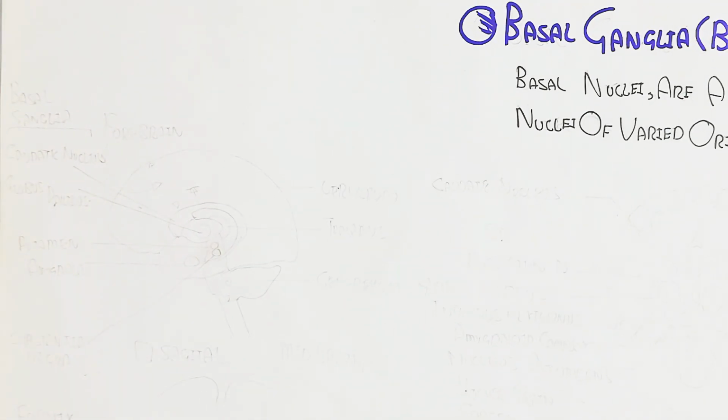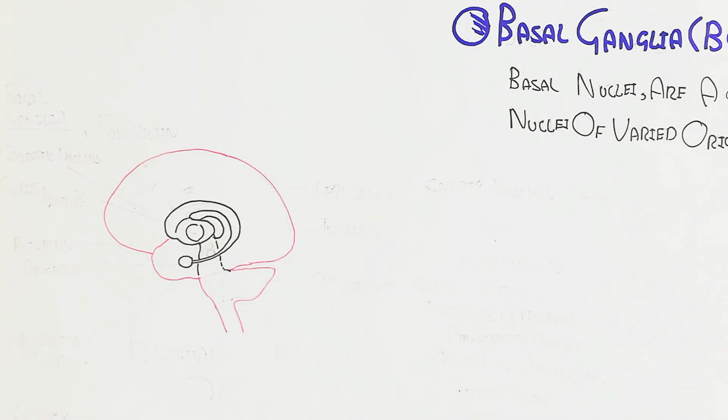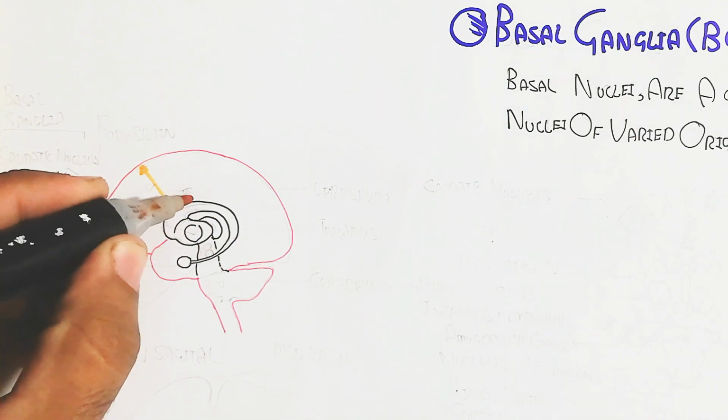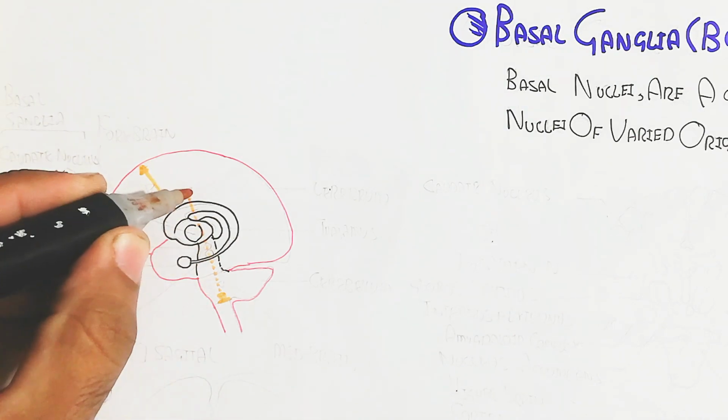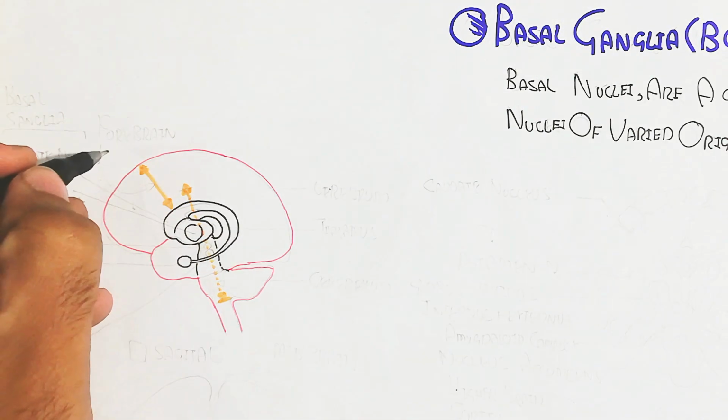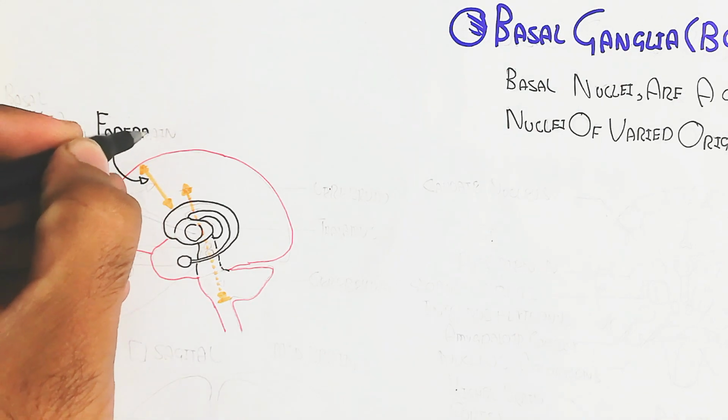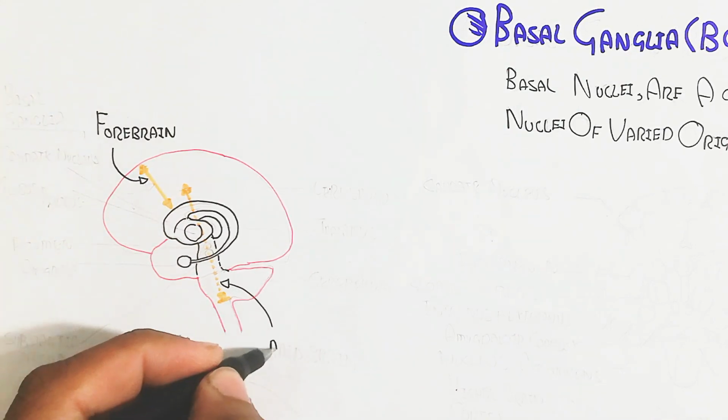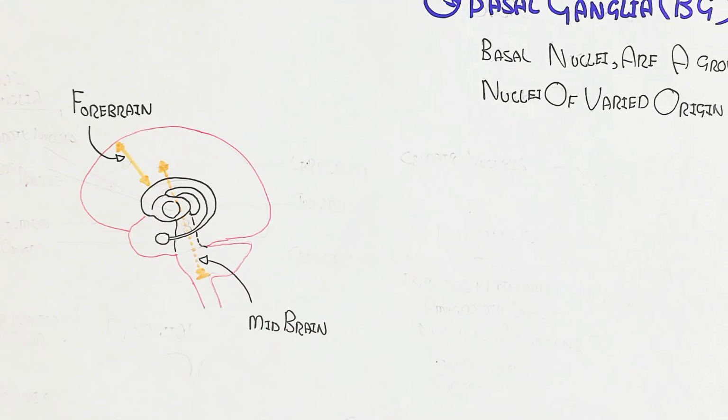Let's understand now. This is the diagram of the brain, which shows the forebrain is the upper part, the frontal lobe is the forebrain, and between this is the midbrain. Between the midbrain and forebrain, the basal ganglia is present, which contains different types of nuclei.